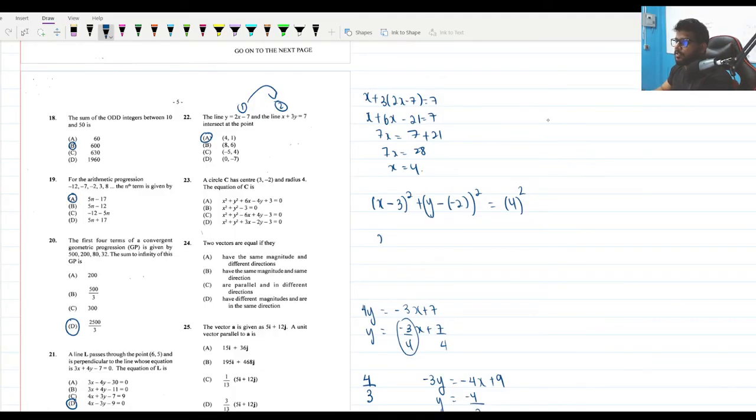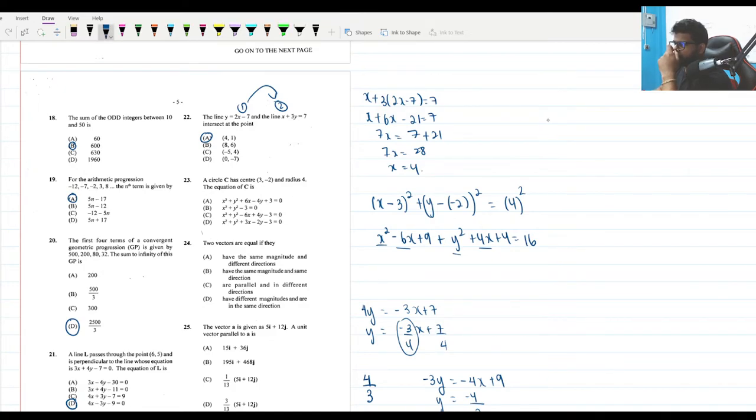Expand it, use the shortcut: x squared minus 6x plus 9 plus y squared. This becomes a plus inside here, that is plus 4y plus 4 is equal to 16. So I have my x squared, I have my y squared. Minus 6x plus 4x is minus 2x. Any of these here have minus 2x as an option? No, it doesn't. Did I make a mistake?